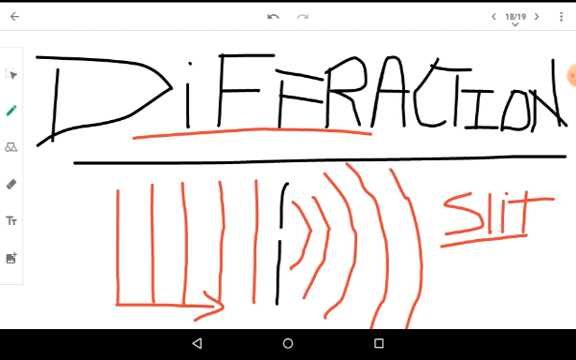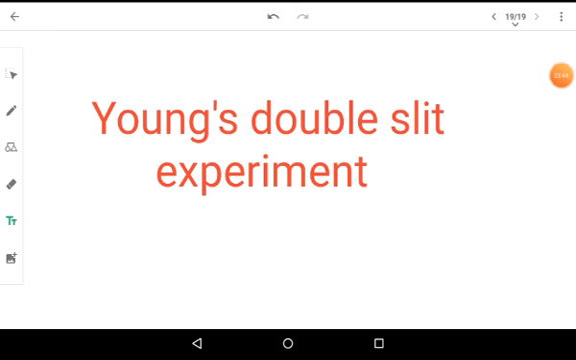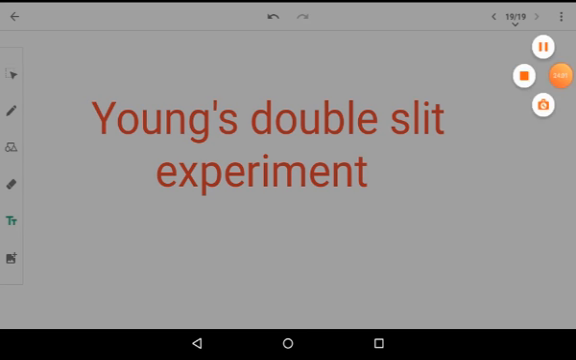On the basis of this diffraction property, many scientists conducted many experiments, and we will learn about them later. So this is one of them, Young's double slit experiment. Young was a scientist who performed this experiment, and we will find out what he did with this double slit. Okay, let's see.